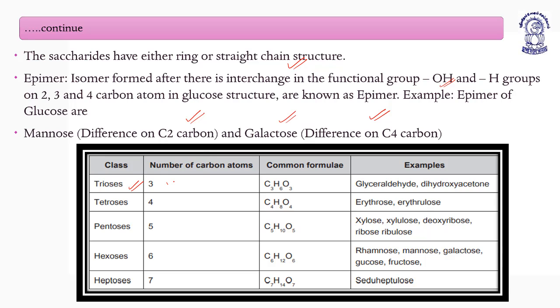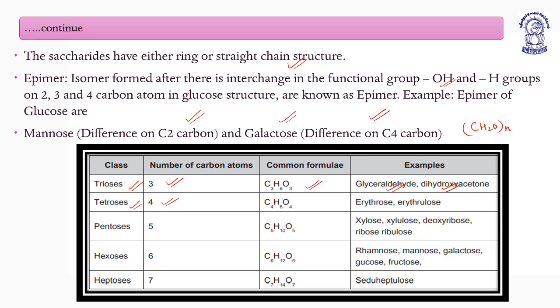Trioses have 3 carbon atoms. The general formula is (CH2O)n, so C3H6O3. Examples are glyceraldehyde and dihydroxyacetone. Dihydroxyacetone among the monosaccharides and glyceraldehyde are the examples of the triose family.